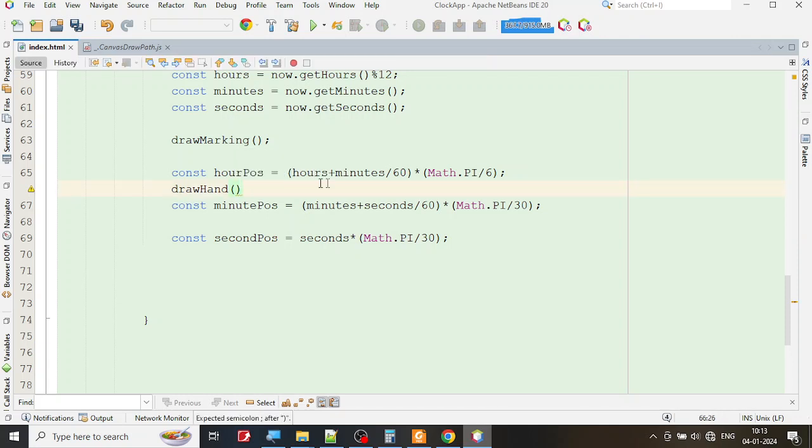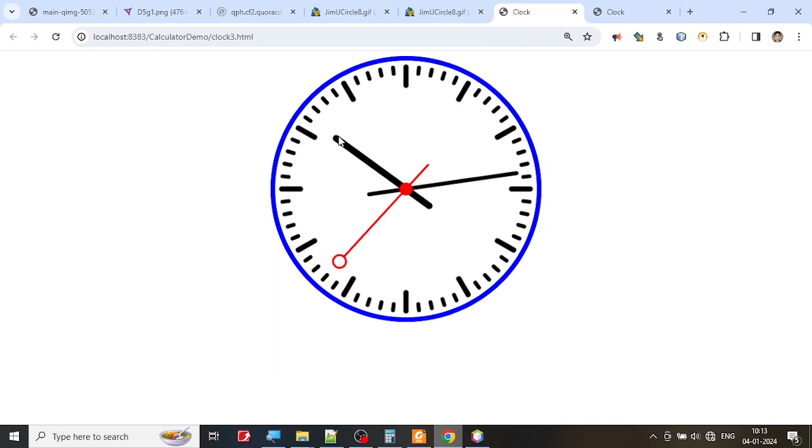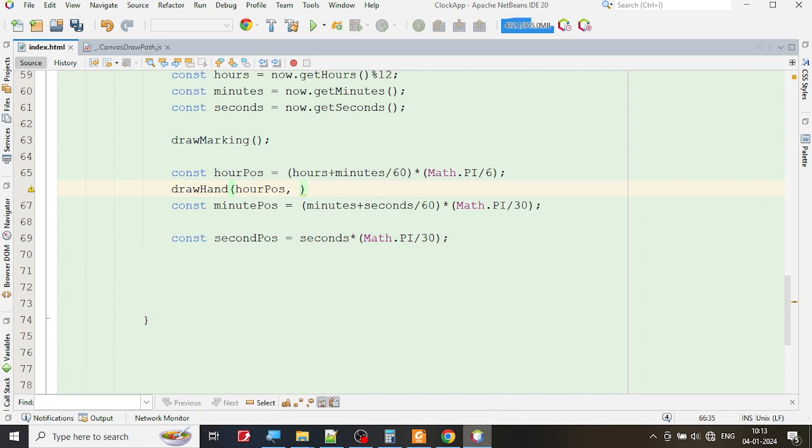The position is, first one is for the hour hand. Okay, hour position. What is the length that you can expect? Now you can specify any length of your choice, but I will not give any length. Remember, if we go to the sample here, this one is shorter, this one is longer, this one is also longer. So I'm going to set the shorter.